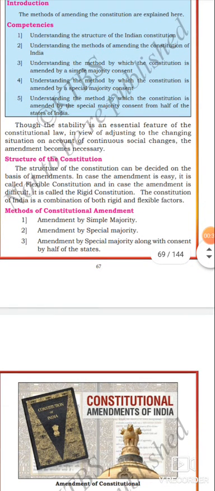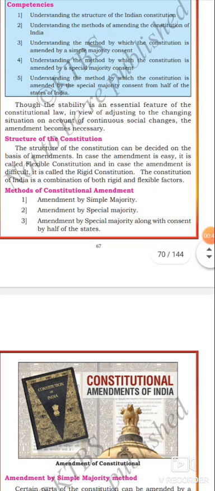Let us see now the structure of the constitution. The structure of the constitution can be decided on the basis of amendment. Listen, the structure of our constitution can be decided on what basis? On the basis of amendments. Got it? On the basis of amendments, the structure of the constitution can be decided.